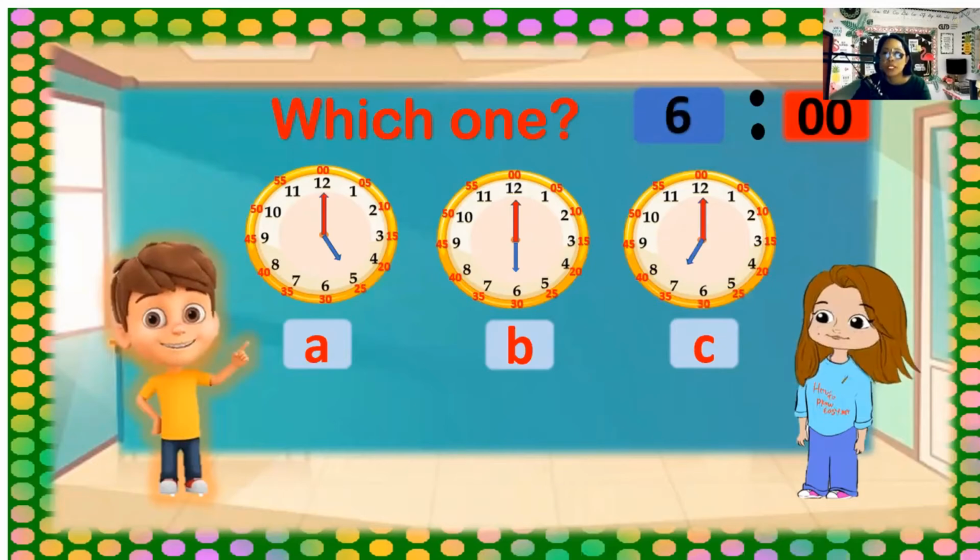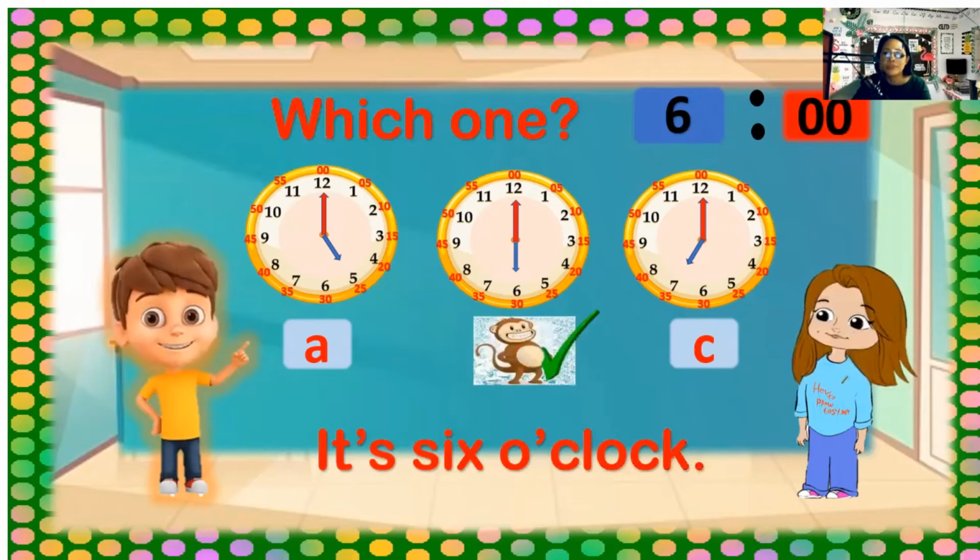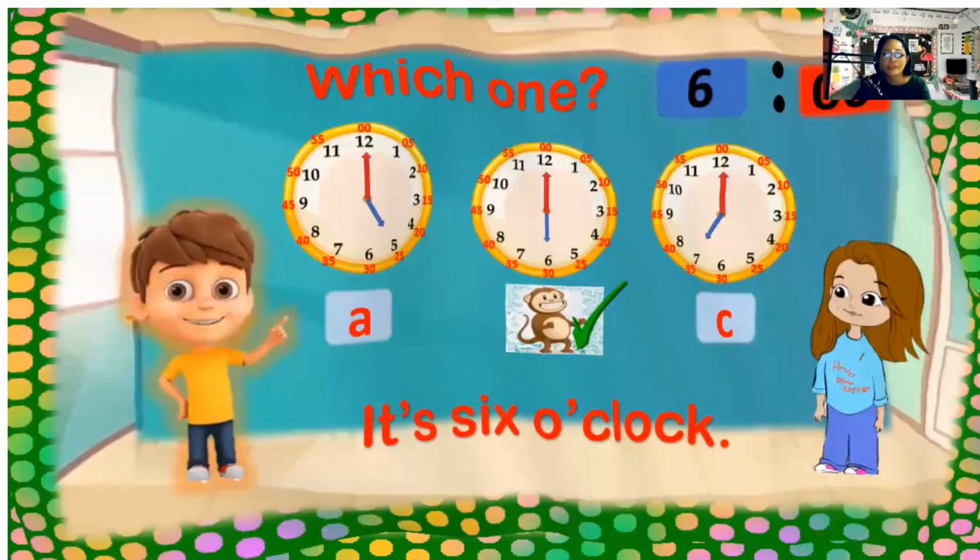Which one is 6 o'clock? Is it A, B, or C? Look at the short hand, the blue hand. What's your answer? That's correct. It's 6 o'clock. It's in letter B. The monkey's very happy with your answer. Good job. Next question.